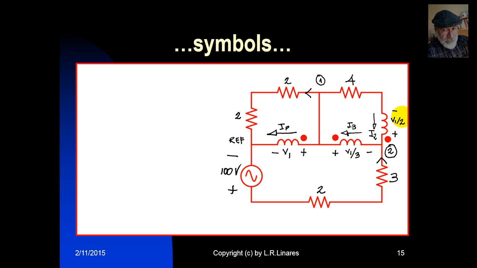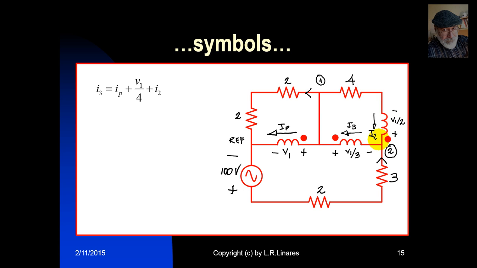We write a KCL equation for node 1. Currents entering the node, only 1, I3 down here, and currents leaving the node, I1, is going to be V1 over 4 at the top, plus IP at the bottom, plus I2 on the top, on the right, I2. Fine. That is KCL for node 1.